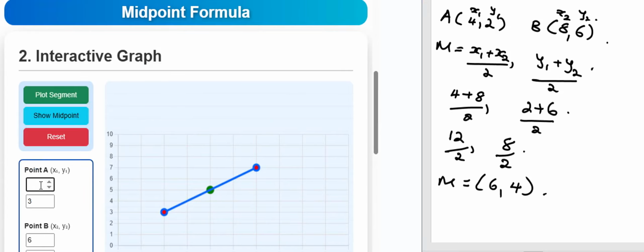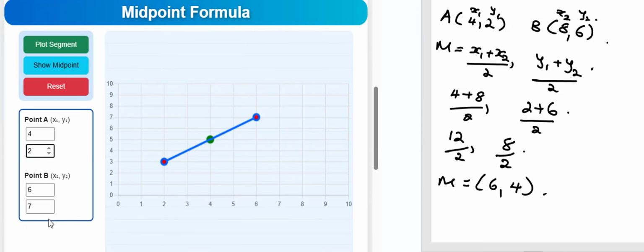So can we try the values in our graph and see if it will give us the same point? We had 4 as x1 and 2 as y1, and we also had 8 as x2 and 6 as y2. And then we can plot and show the midpoint. And as you can see, on the x-axis the value is 6, and on the y-axis the value is 4. So that's our midpoint.